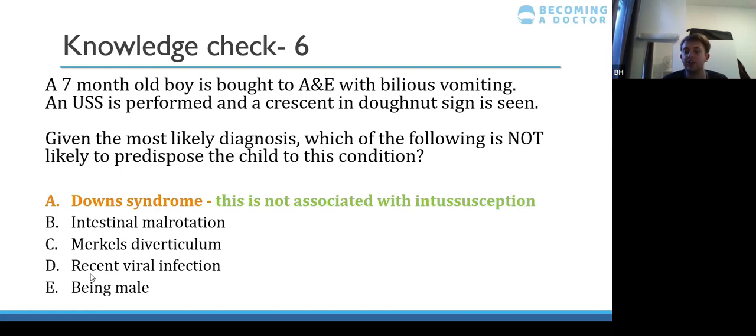That can lead to an enlarged lymph node in the gut, and again, that can act as a leading edge. Down syndrome is not associated with this, but it is with things like Hirschsprung's, which we've talked about, and also duodenal atresia, both of which don't present like this. Okay.